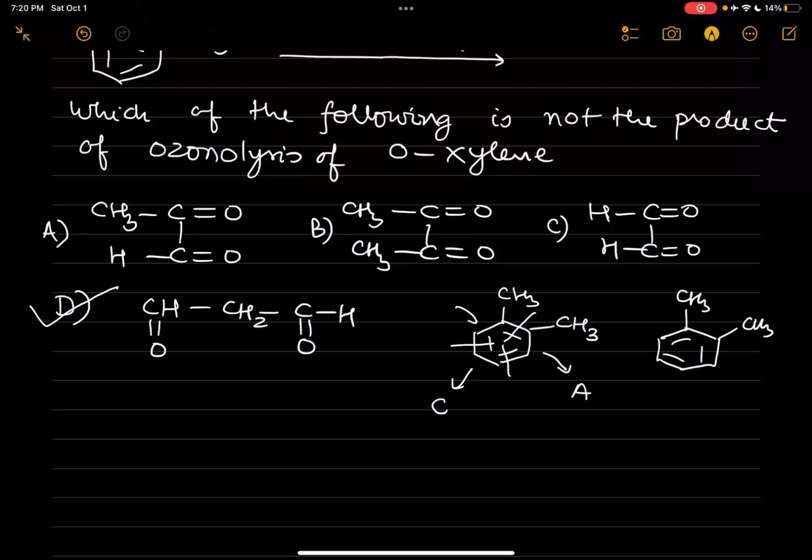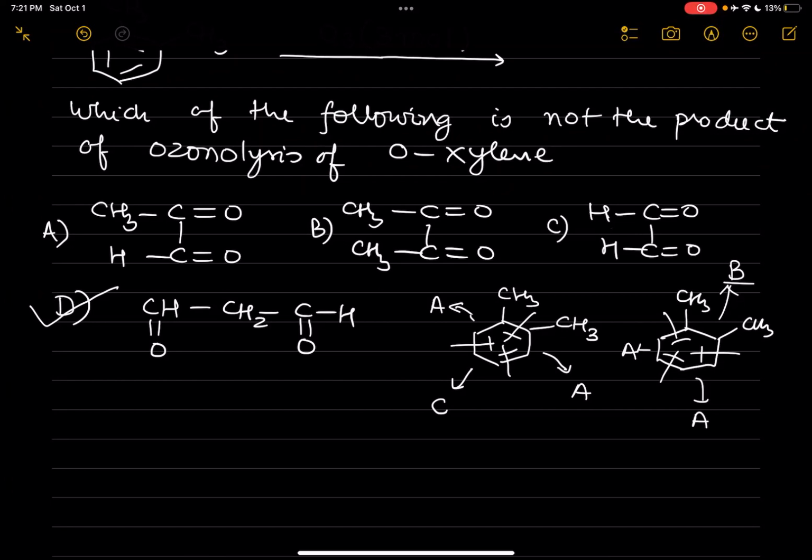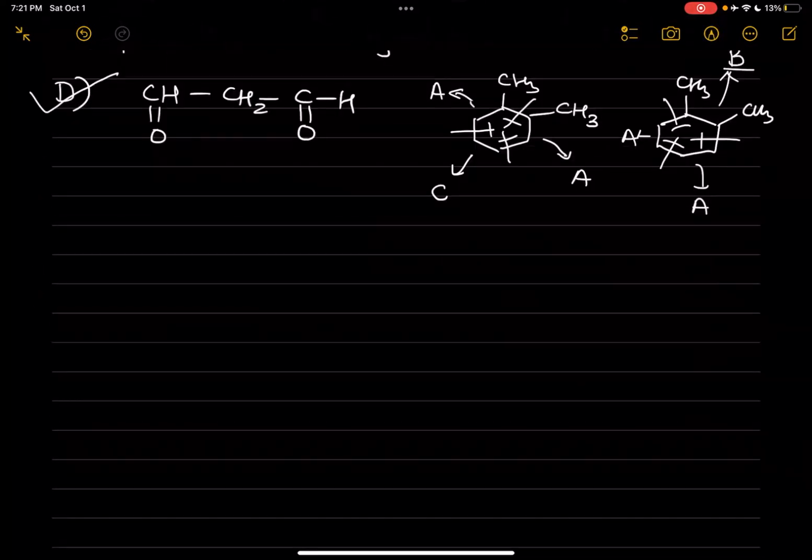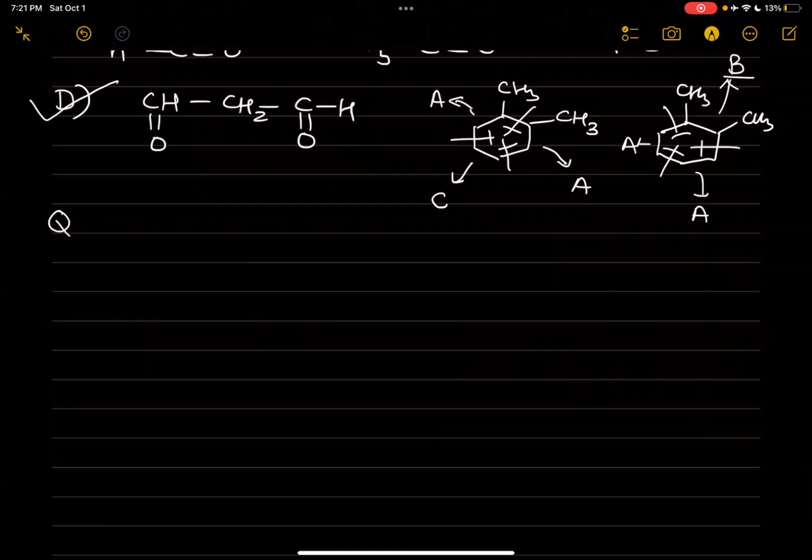This is going to form A, right? Yes, sir. But if you do the ozonolysis of this molecule, what are you going to get? This portion is going to come out as A, this portion is going to come out as A, and this portion is going to come out as what? B. B, right? So this is a common mistake which everybody makes. So be careful about it, right? Memuna, is it clear?